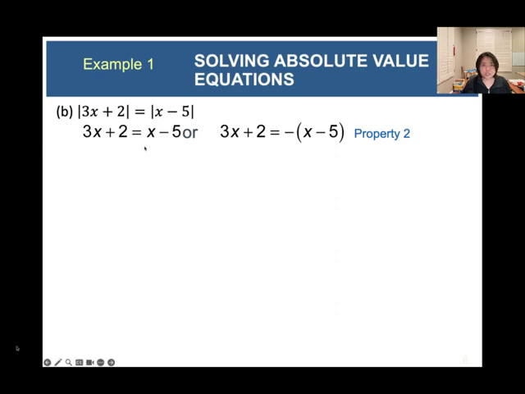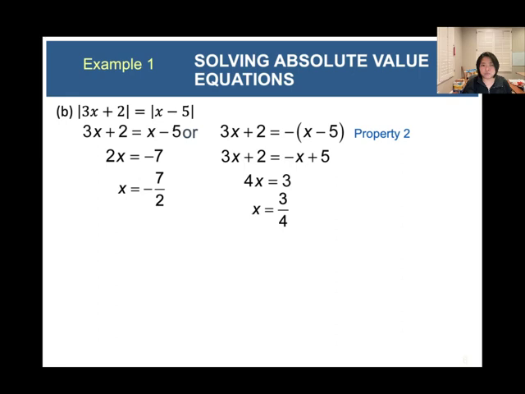Now we're going to solve for x here. So here we're going to subtract x from both sides. And then we're going to subtract 2 from both sides. Divided by 2, you're going to get x equal to negative 7 over 2. Okay, this one. First, you need to distribute the negative. Negative times negative, you're going to get positive here. And then we're going to combine the like terms. We're going to add x to both sides, subtract 2 from both sides. You're going to get 4x equal to 3. Divided by 4, so x equal to 3 over 4.